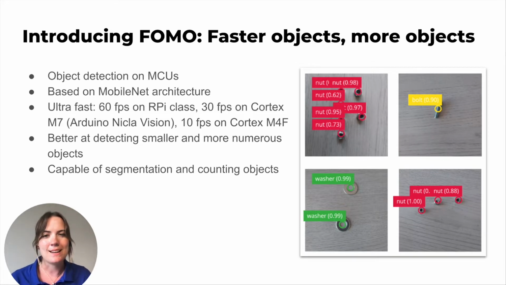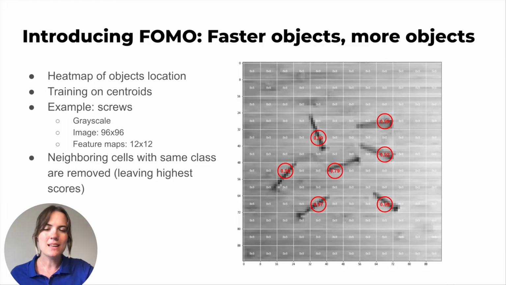It's really good at detecting small and more numerous objects like nuts and bolts, and it's capable of segmentation and counting the number of objects that are present in the image based on the classes that you've trained for your model. This is a very simple overview of how FOMO works, segmenting the image into various squares and determining the centroids or probability that the object that we want to detect is within that square.